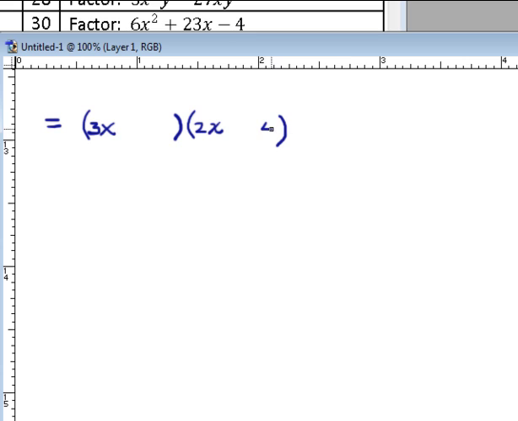Even if we put a 4 here and we have a 12 and a 1 here, one has to be positive, one has to be negative, we're not going to add up to 23x. Here the middle term does not reach 23x. So I think we're going to have to try a 6x and an x.